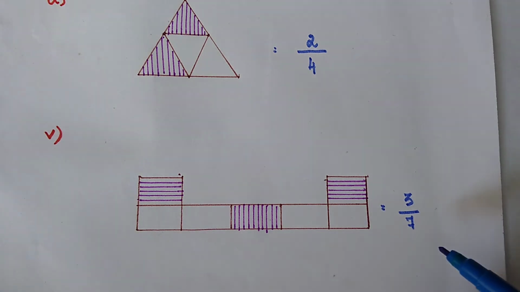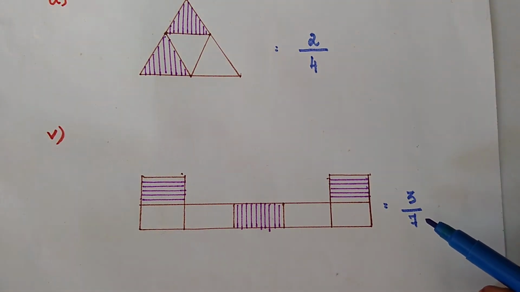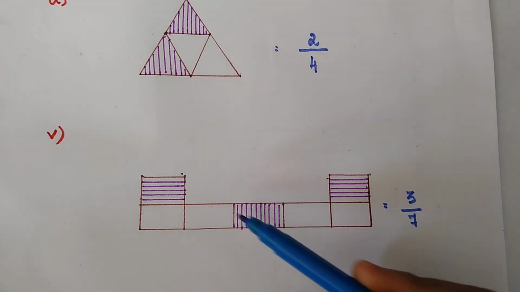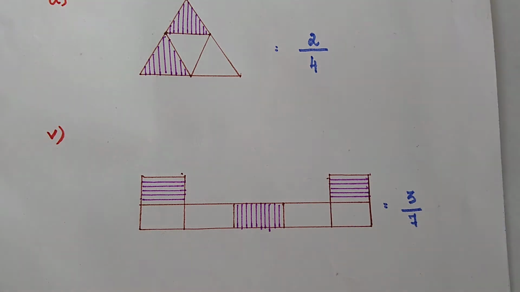Here the total number of parts is 7. How many parts are taken from the whole? Only 3 parts, 3 shaded portions out of 7. Next, let's move to the second question.